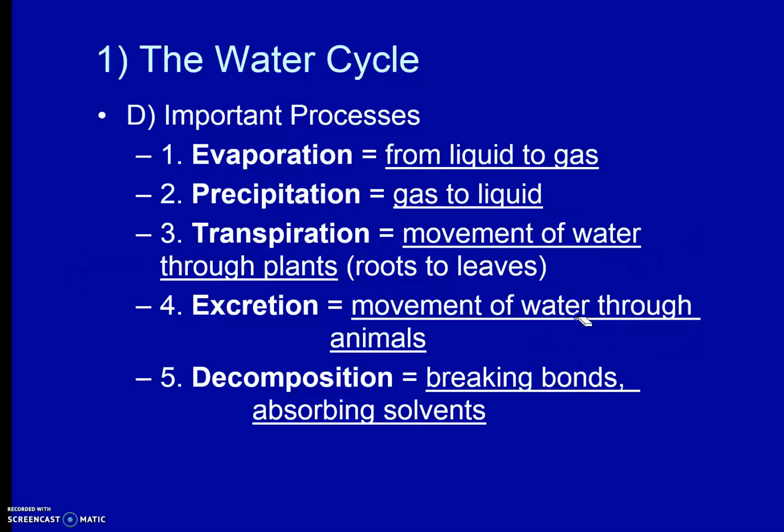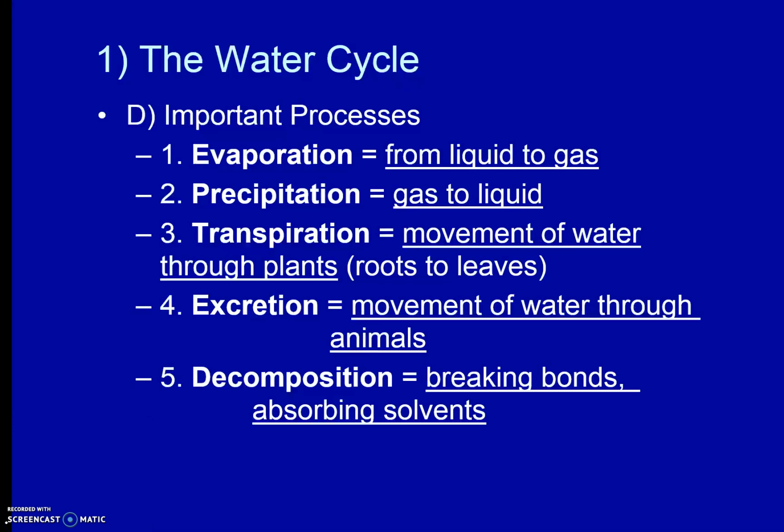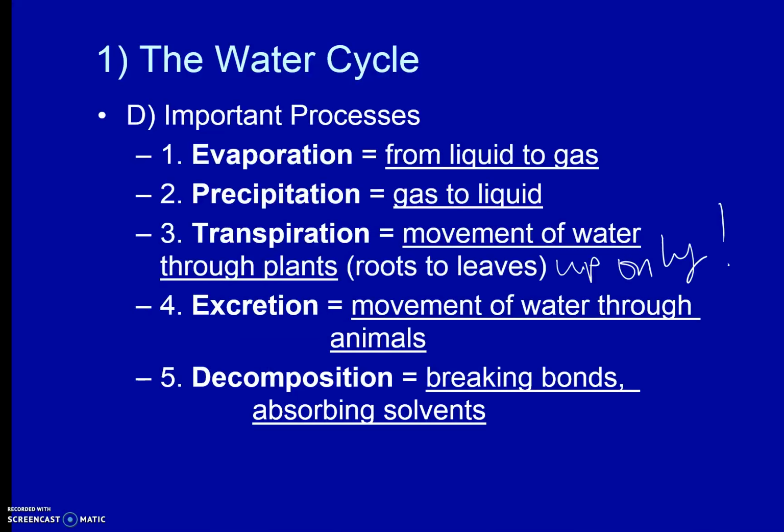Alright, so evaporation, as I said, is a change in state from liquid to gas. Precipitation is then when it falls back to the earth after it's gone from gas to liquid, which is condensation. Transpiration is the movement of water through plants, and you can see here it goes from roots to leaves. So it's one direction, it moves up only. Excretion is the movement of water through animals, and it can go in any direction.